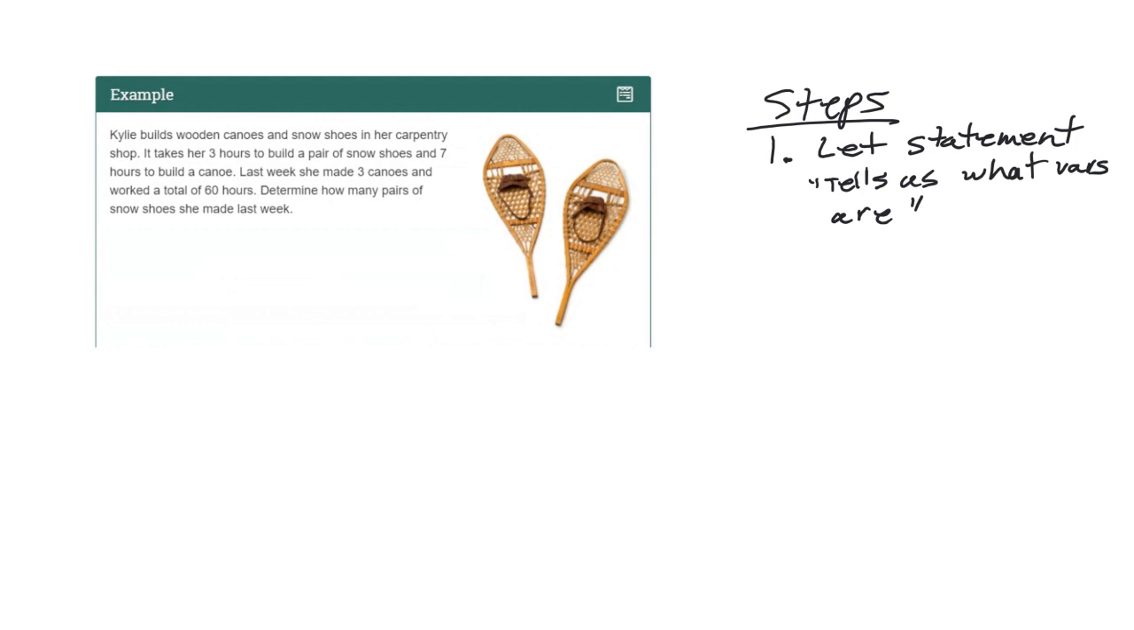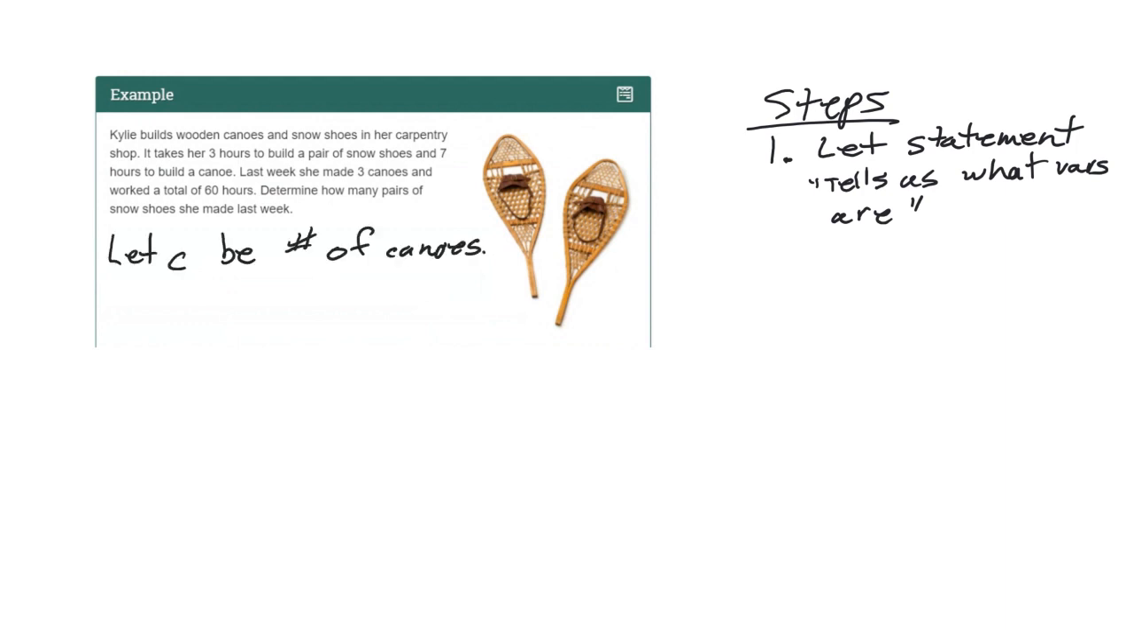It says Kylie builds wooden canoes and snow shovels in her carpentry shop, right? It takes her 3 hours to build a pair of snowshoes, and 7 hours to build a canoe. Last week, she made 3 canoes and worked a total of 60 hours. So here's what we can do in order to make the variables for this basic equation. The first thing that we're going to do is we're going to let C be the number of canoes.